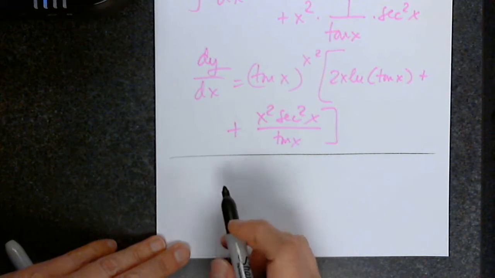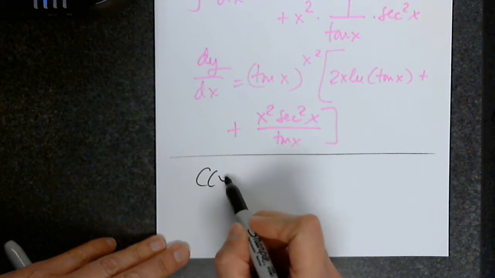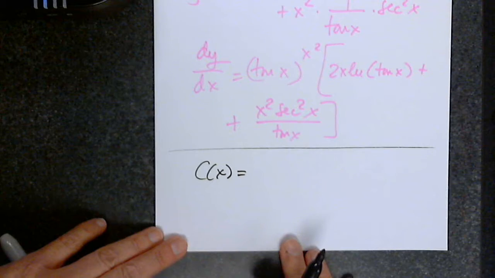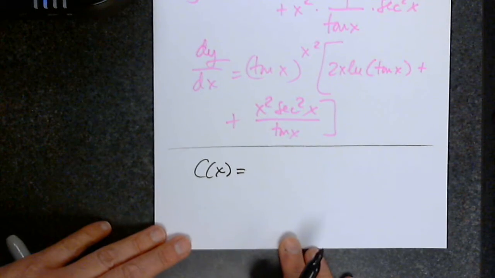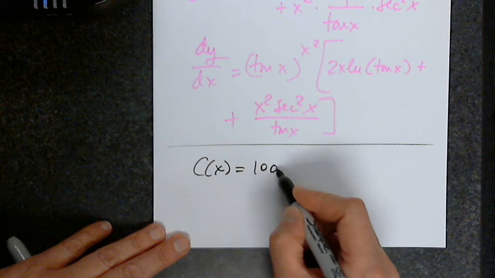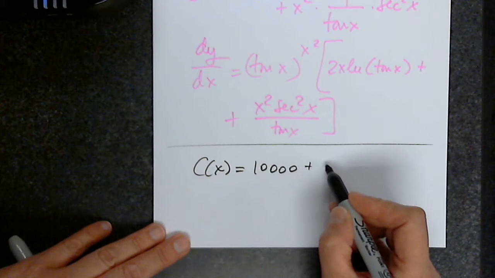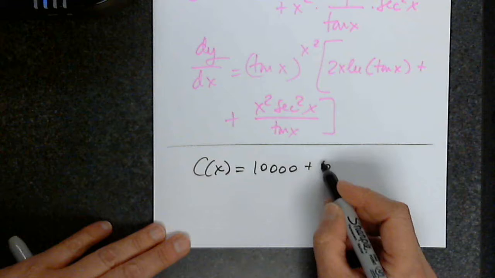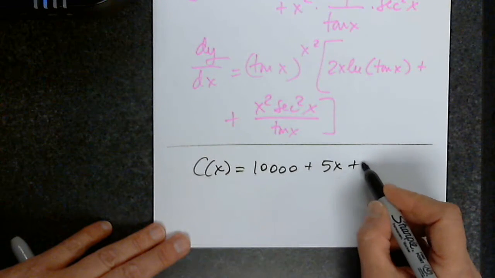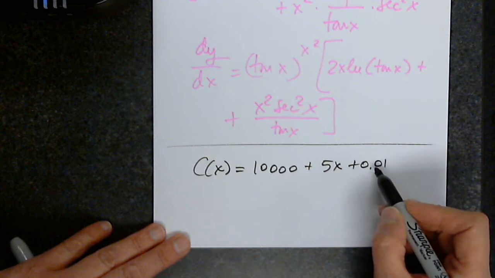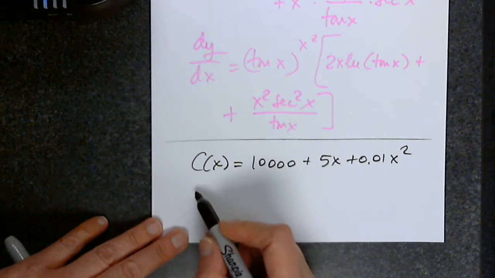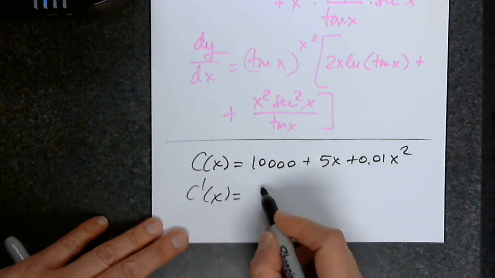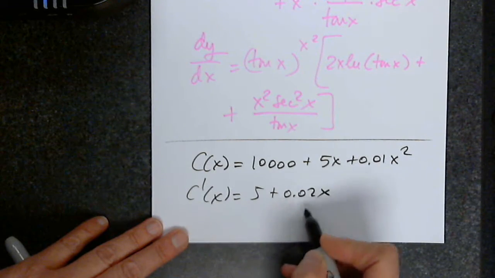The cost in dollars of producing x units of a certain commodity is C. The function is C of x equals 10,000 plus 5x plus 0.01x squared. So we are asked to find the marginal cost, which is 5 plus 0.02x.